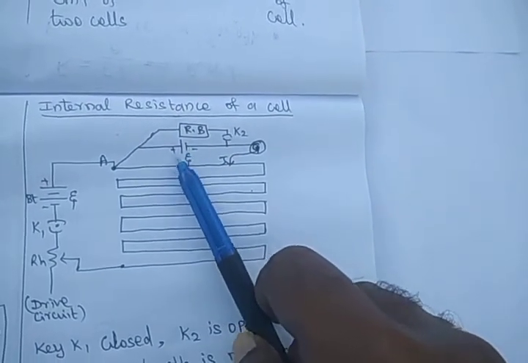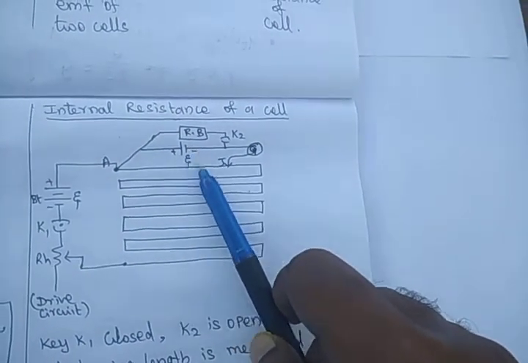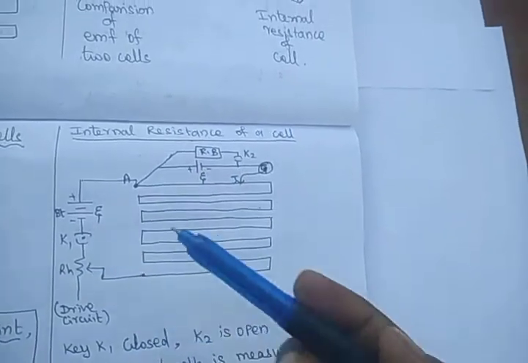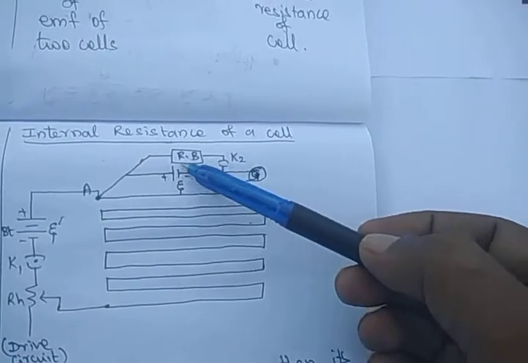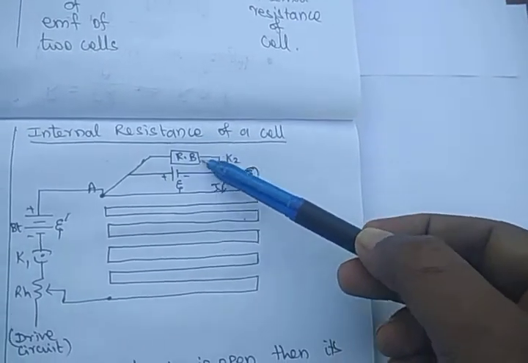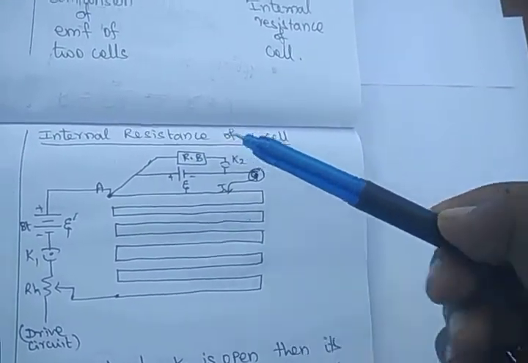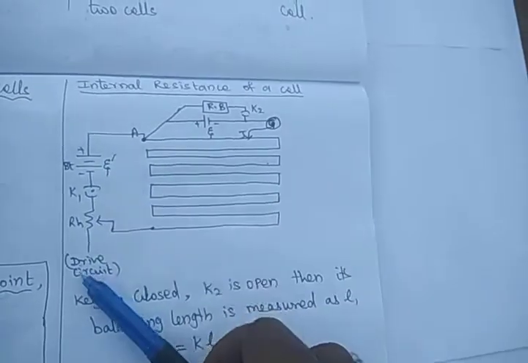Here we are going to calculate the EMF and internal resistance of this cell. So we may put E prime here. In order to differentiate this, here we are using resistance boxes, variable resistance boxes, in the same driver circuit.